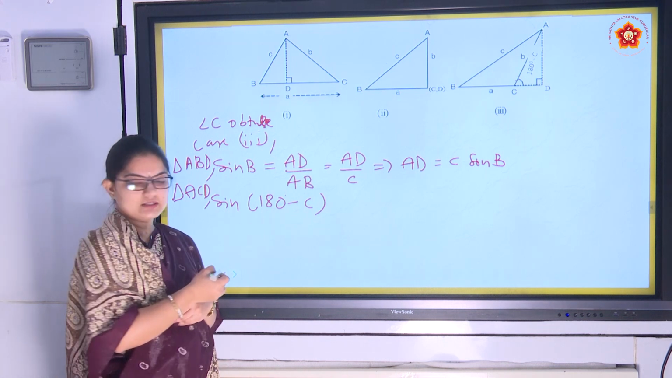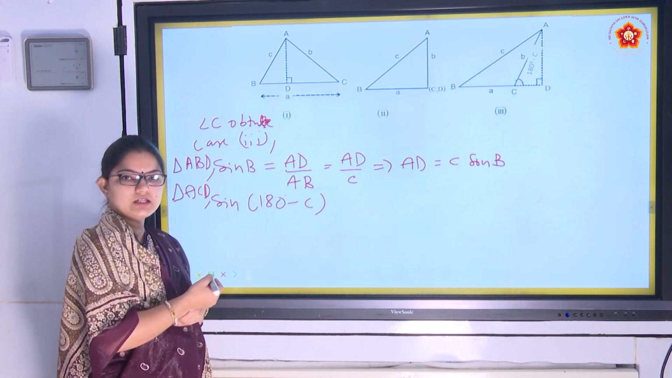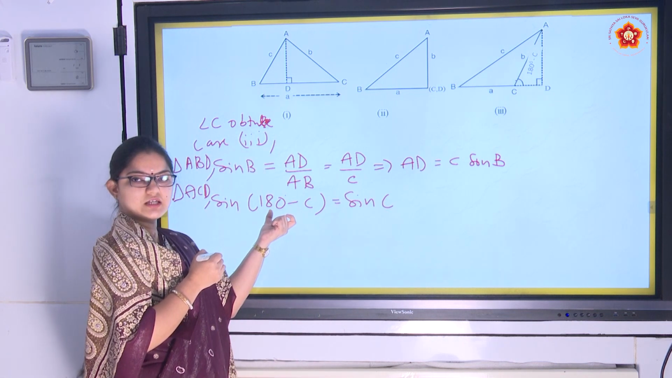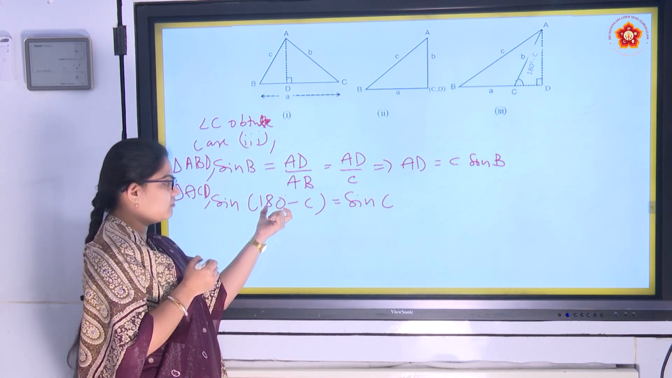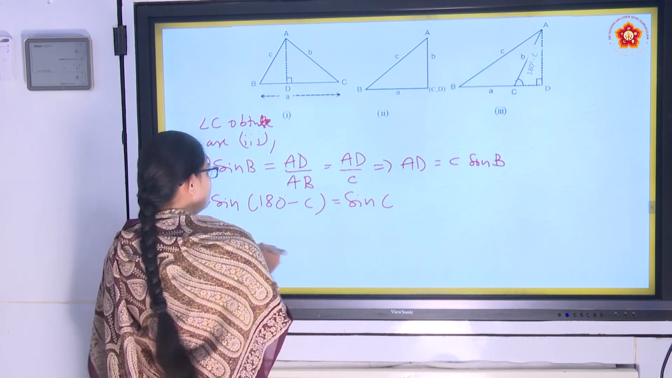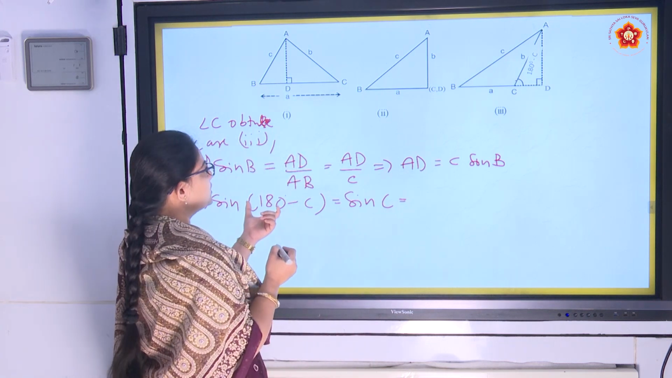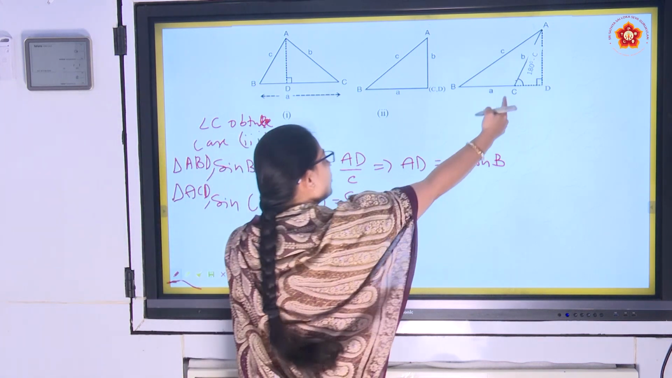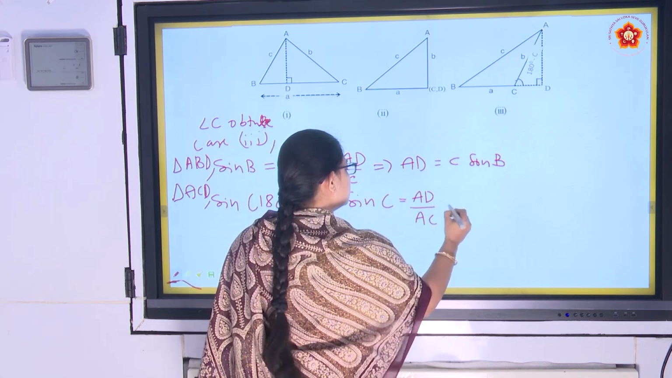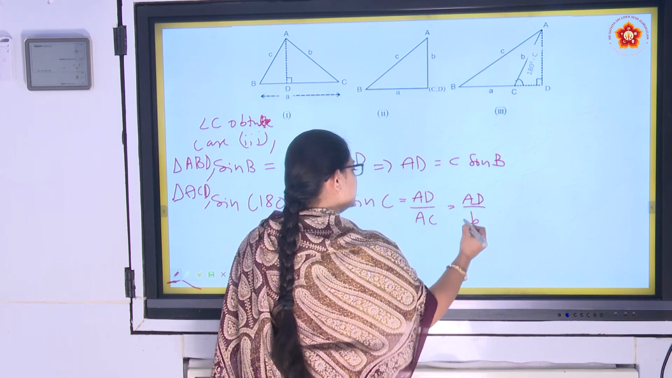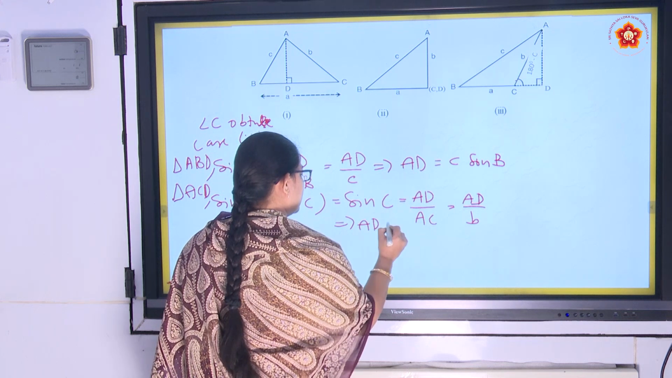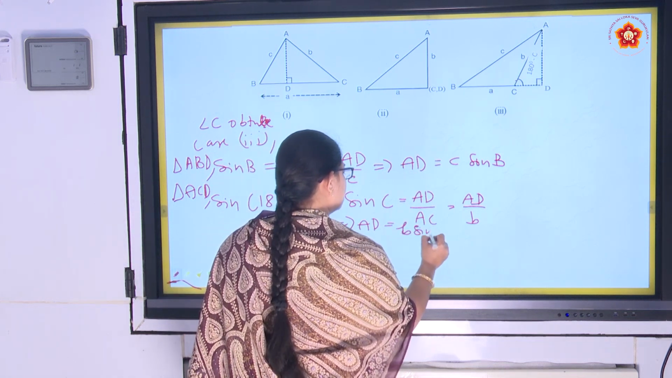So in the triangle ACD, what is sine of 180 minus C? Which is nothing but sine C, right? Because 180 minus C comes in the second quadrant where sine is positive. So we get sine of 180 minus C is sine C. Now that is nothing but opposite by hypotenuse. So opposite to this, that is AD divided by hypotenuse is AC. That is AD by b. So what is AD? Then this will imply AD is equal to B sine C.